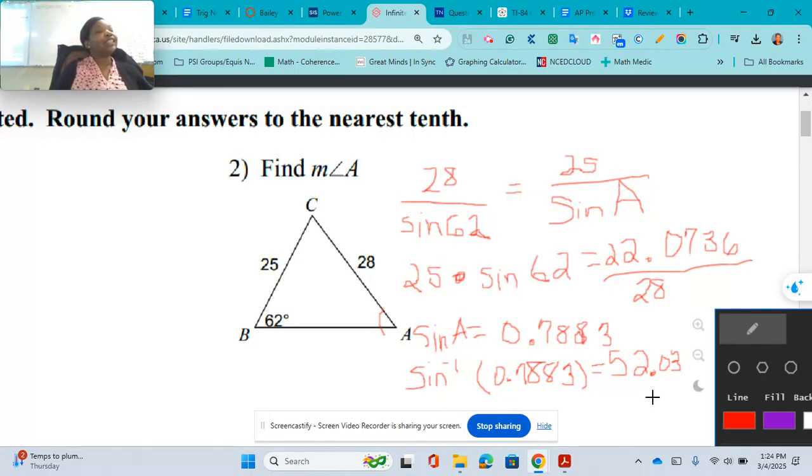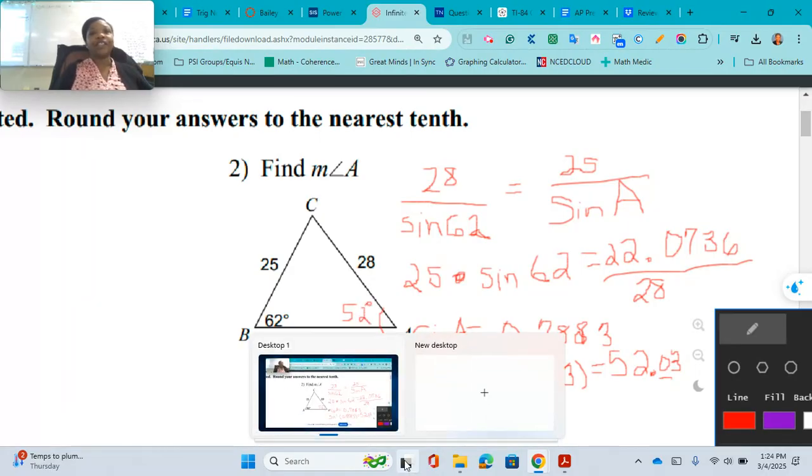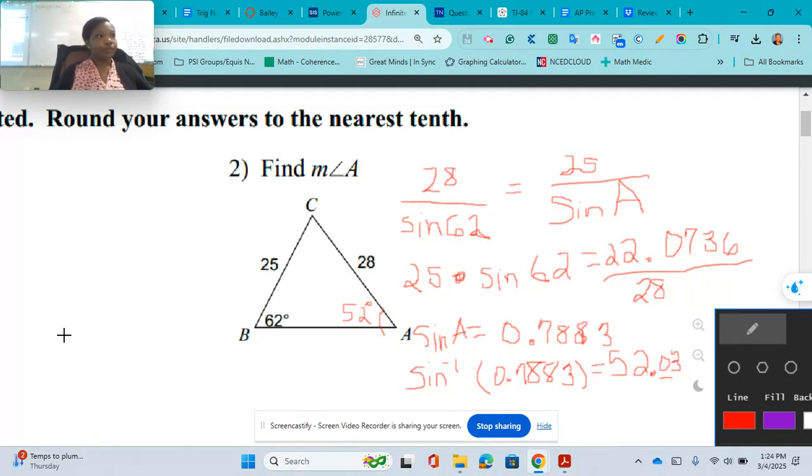We need to round it to the nearest 10th. And so our answer for the angle A will be 52 degrees. Do I have any questions on that one? No? All right.